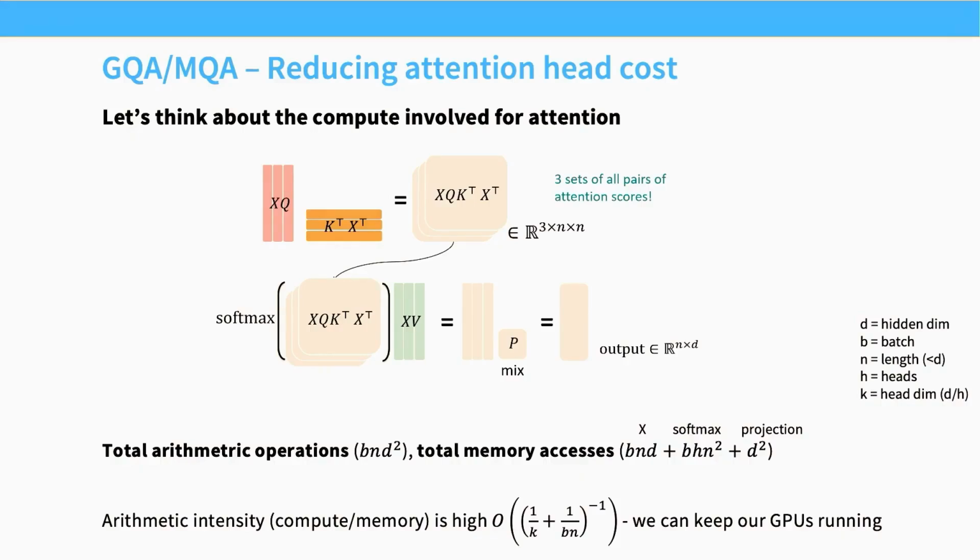So the arithmetic intensity here is pretty good. It's going to be 1 over k. This is the number of heads, so you need to have head dims. So your head dims need to be big enough that you're multiplying some reasonably sized matrices, and you've got a 1 over bn. So your sequences need to be long enough, or your batch sizes need to be big enough. As long as both of these are true, your GPUs are going to be fully utilized. Great, right? You're using all of your resources.